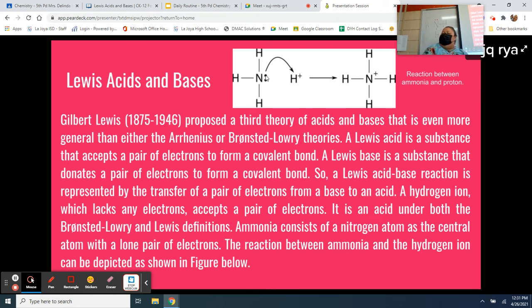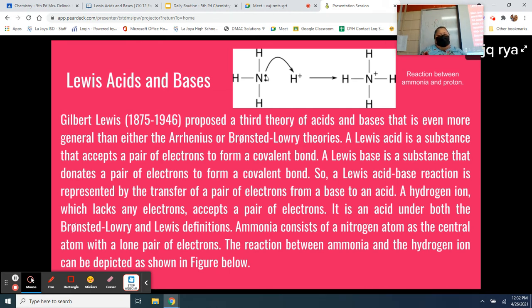And what's the whole point of accepting electrons? What are you trying to do? What's the goal? What type of bond are you trying to form? Covalent. You are trying to create a covalent bond. A covalent bond, guys, you got to remember, is all about sharing of electrons.